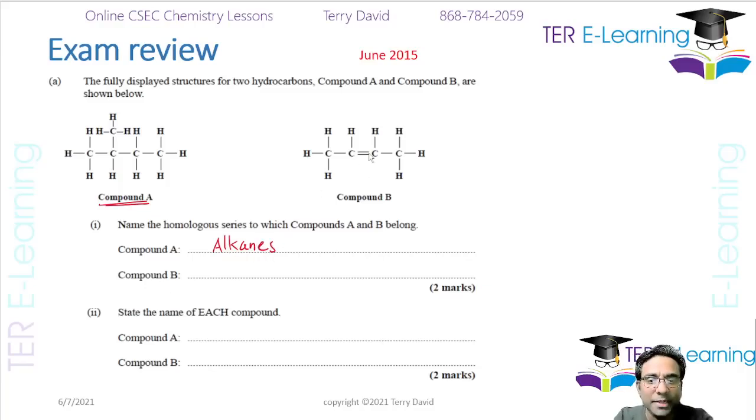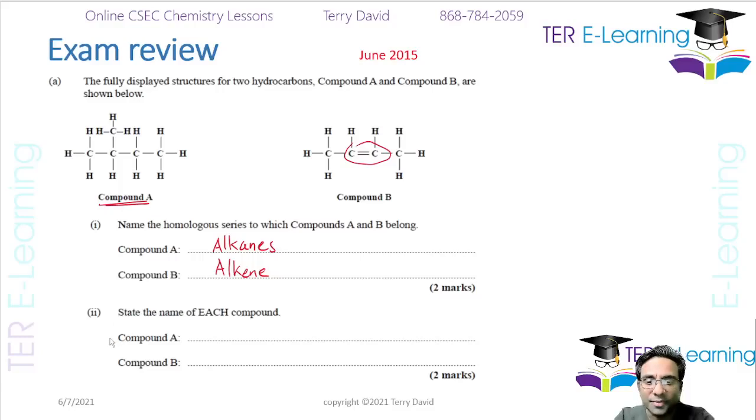In the case of compound B, if you look carefully, you realize, wait a minute, this has a double bond. The fact that it has a double bond means that this compound is an alkene. So again, 1 mark each for that. If you knew the structures, that's an easy mark that you can get.